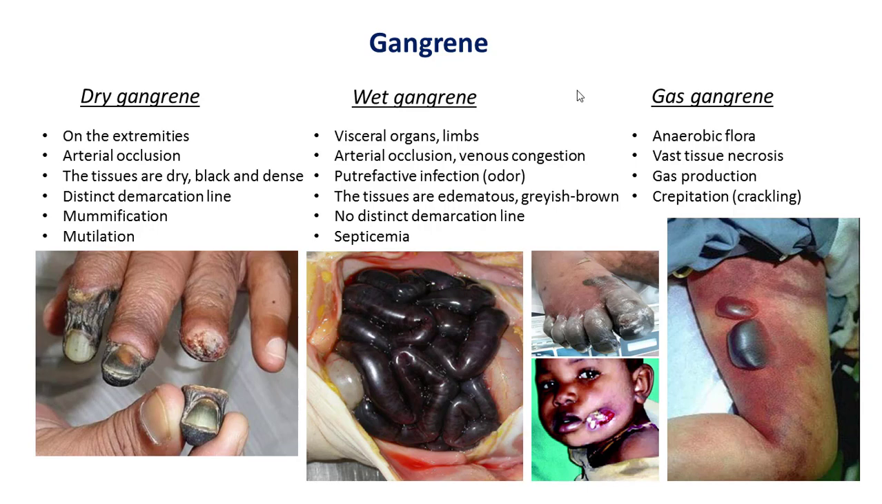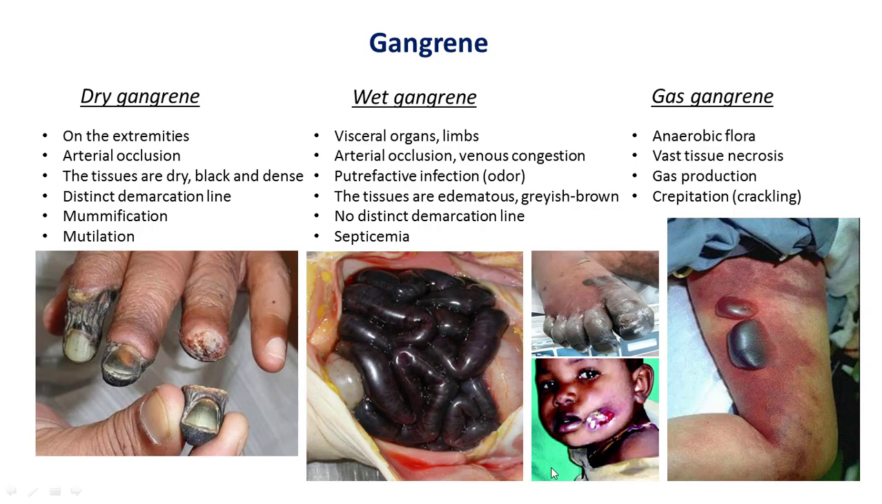The wet gangrene can be found in the limbs. However, it is more typical for visceral organs like intestine. In this case, arterial occlusion is followed with venous congestion that creates condition for wet gangrene. Putrefactive infection is also found in wet gangrene. In dry gangrene we find no infection in majority of cases. In wet gangrene the tissues are edematous and have grayish brown color, as we can see here on the foot. Also, the demarcation line is either poorly seen or is absent. And due to putrefactive infection, edema, the septicemia is always marked in wet gangrene.